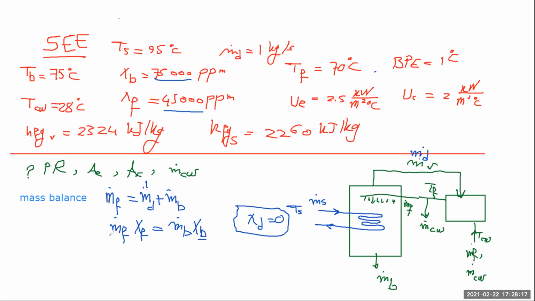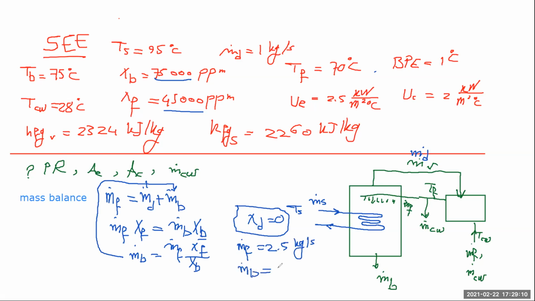This means that from here we can establish a relation between the feed and the brine flow rates. For example, m dot brine is nothing but m dot feed x feed over x brine. We take this m dot brine and substitute it here. When we do that, we have one equation and one unknown. The unknown is m dot feed because the distillate is known as 1. Solving the two equations together gives the value of m dot feed as 2.5 kilogram per second, and for sure m dot brine is m dot feed minus m dot distillate, so it's going to be 1.5 kilogram per second.